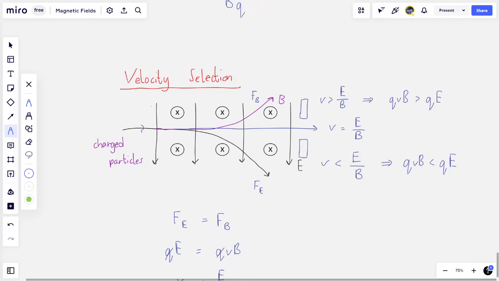So I can select particles. Let's say I only wanted particles of a certain speed. I can apply this velocity selection to absorb particles, to remove particles that don't have a speed of E over B. Why? Because if I set the values for E and B, I can choose exactly the speed V of particles that I want. Maybe I have an experiment that purely needs a certain speed of particles, and I can restrict the speed of particles by doing this. So I keep this gap small enough so that only particles with a speed V equal to E over B can pass straight through.